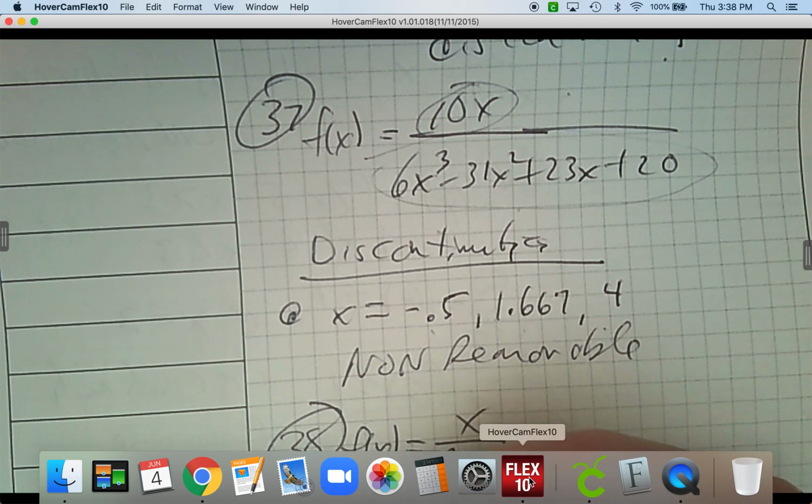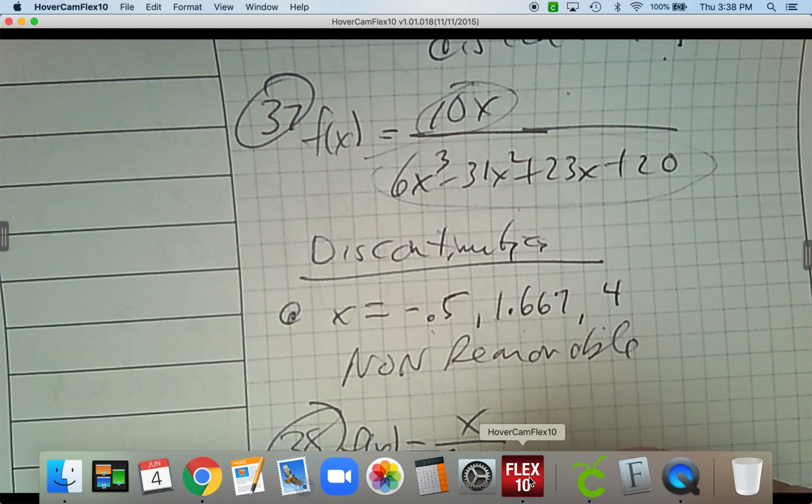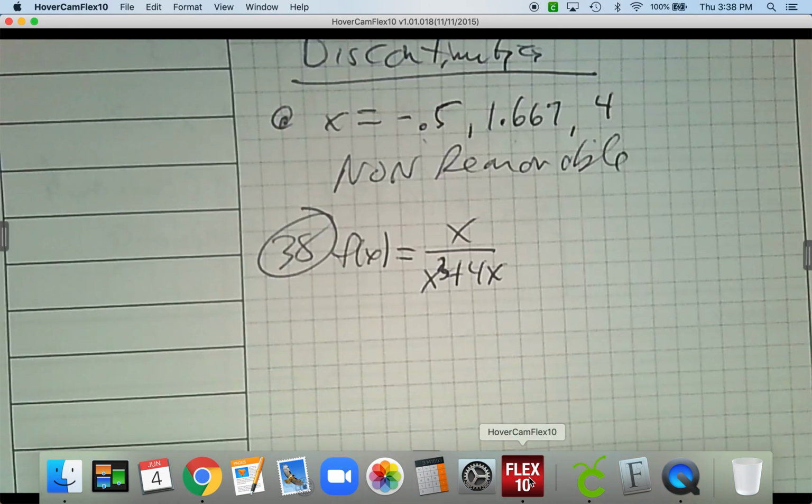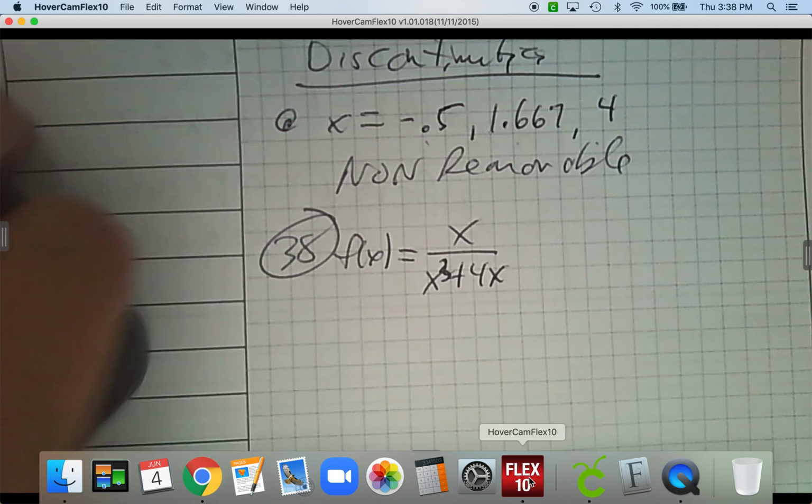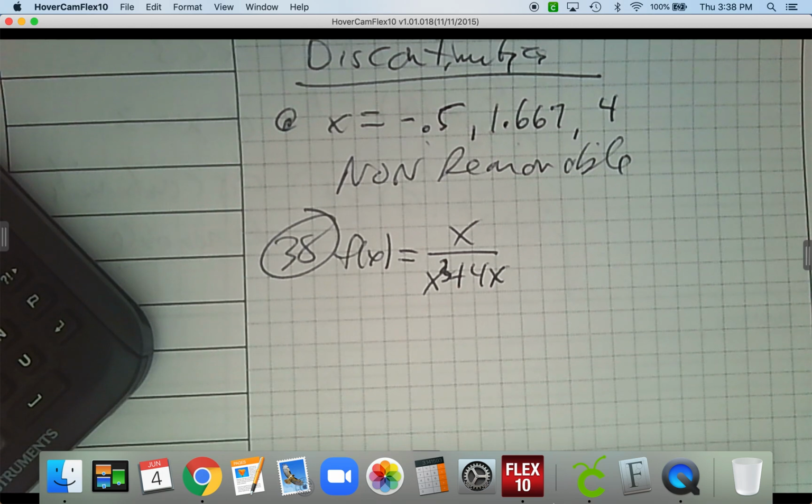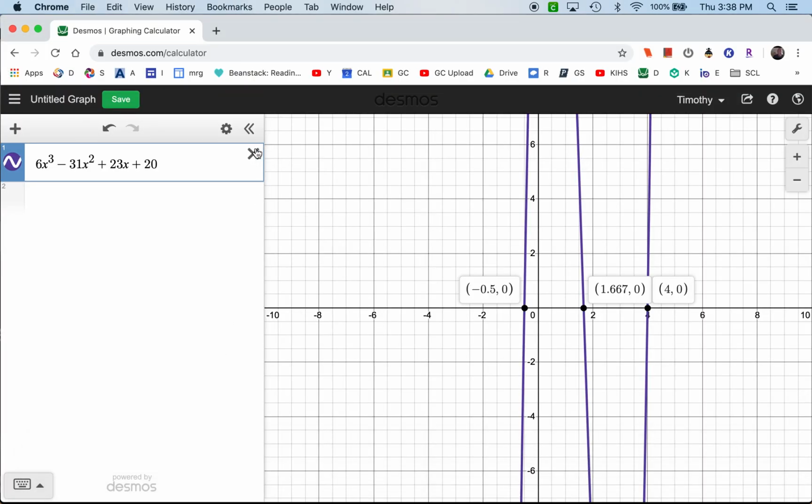So this is x cubed plus 4x. I'm just going to use x cubed plus 4x, make it equal to 0, and solve it. I'm actually going to use Desmos since I'm here. So let's go to Desmos, x cubed plus 4x. We can do that together.